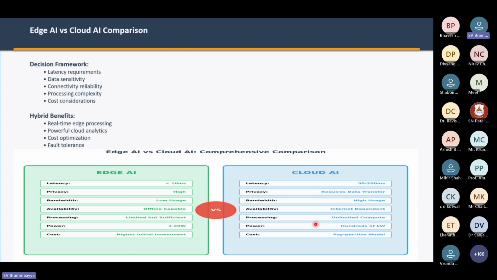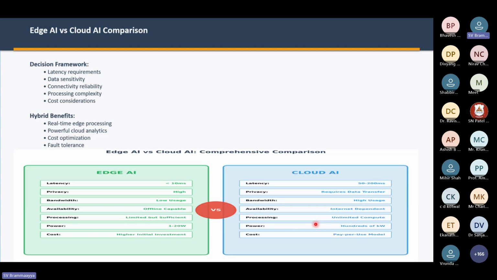So actually there is no one size fits all for the requirements. I think we should use a combination of edge and cloud to satisfy our application requirements, and this will deliver the best results based on the hybrid architecture.